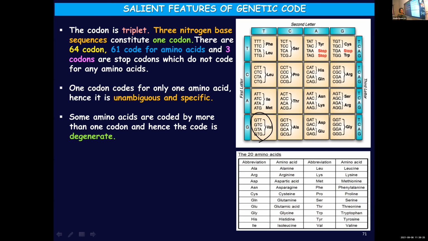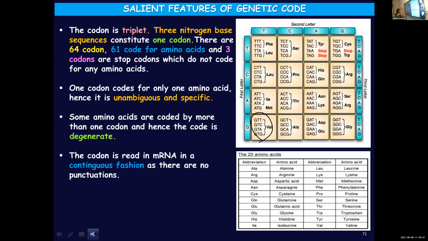They are specific. And the third point is that the same amino acid can have more than 1 codon, and that condition you call degenerate. The codons are degenerate, means some of the amino acids are coded by more than 1 codon.